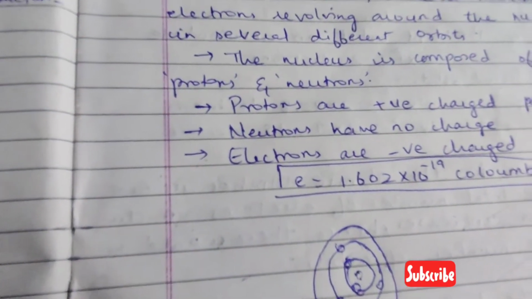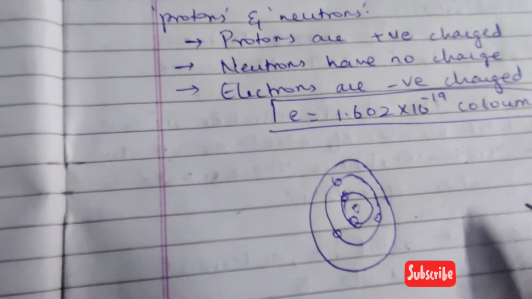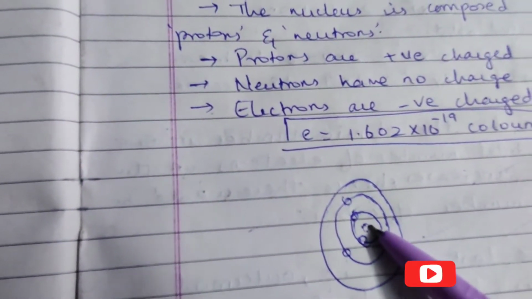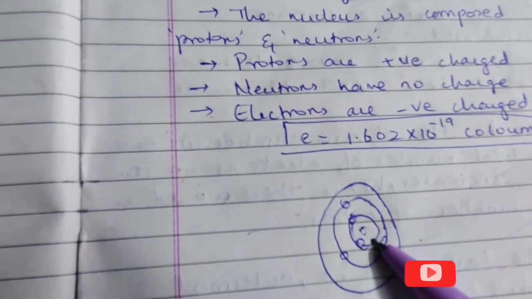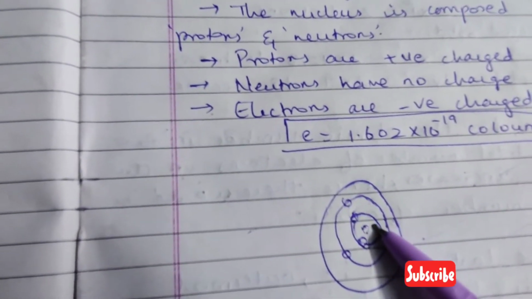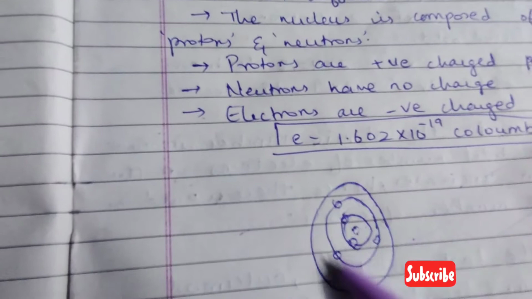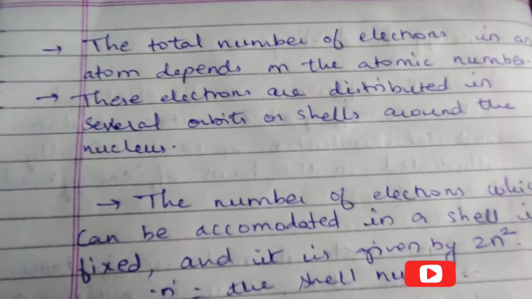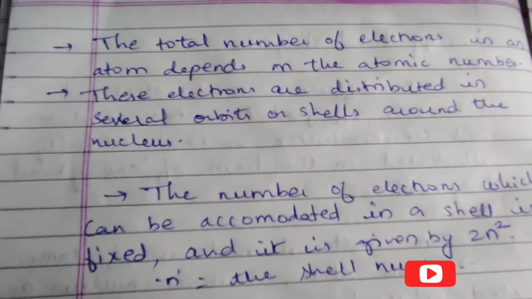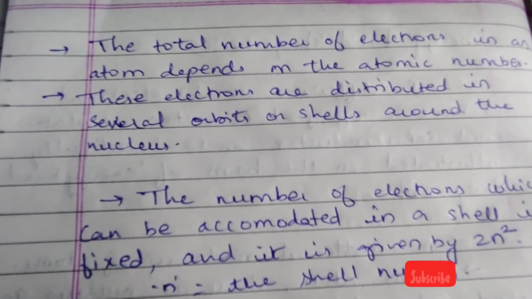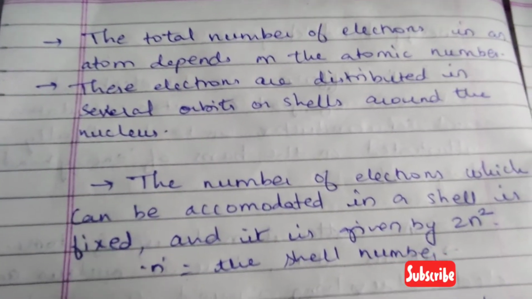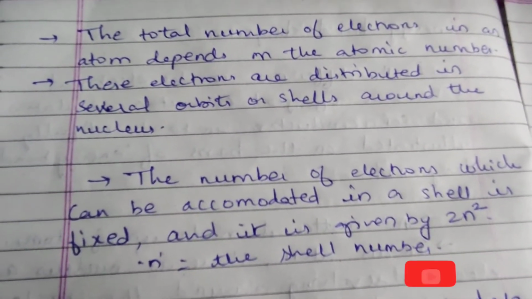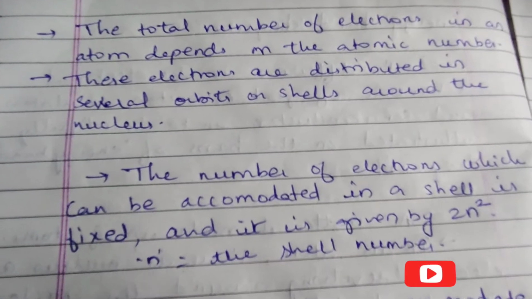Inside the nucleus there will be protons and neutrons. Protons are positive charge, neutrons have no charge, and all these electrons will have negative charge. The total number of electrons in an atom depends upon the atomic number. Like I said, the electrons will be randomly spread, and how they are spread is based upon their atomic numbers.